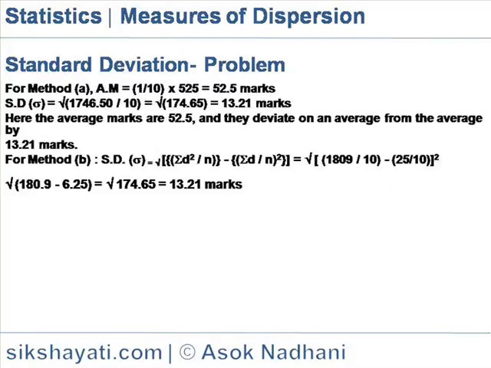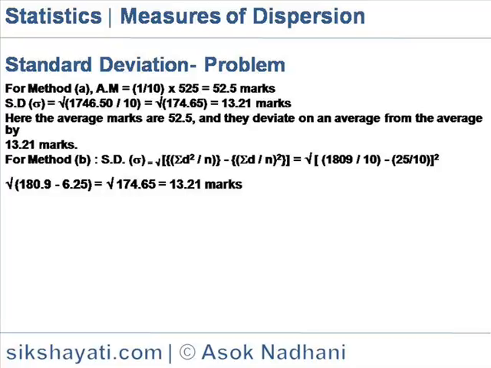So now we have got standard deviation sigma is equal to square root of 1746.50, that is the sum of squared deviations from actual mean, divided by 10, is equal to square root of 174.65 is equal to 13.21 marks. Here the average marks is 52.5 and they deviate on an average from the average by 13.2 marks.